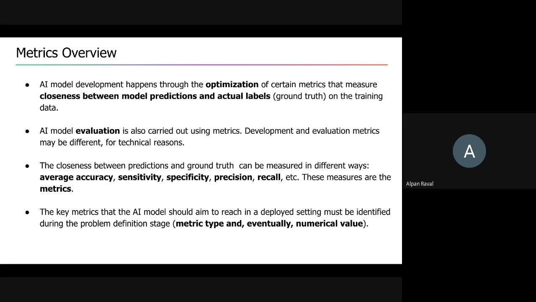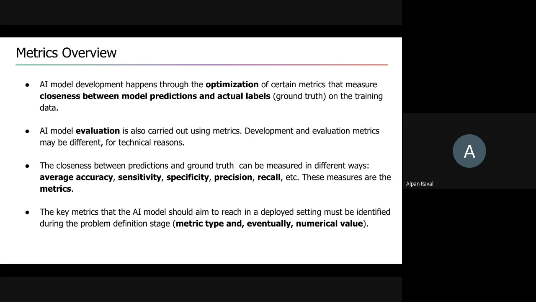Ideally you want the AI to predict things that are as close to ground truth as possible. So the way AI training works is there is a piece of code or an algorithm that tries to bring the predictions on the training data as close to the ground truth as possible. And this measure of closeness is called a metric.